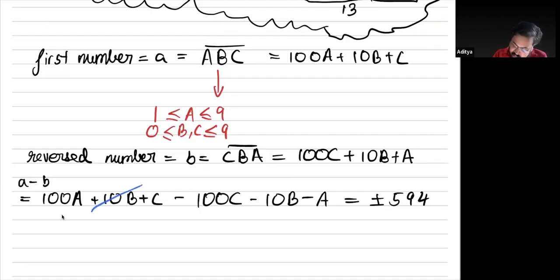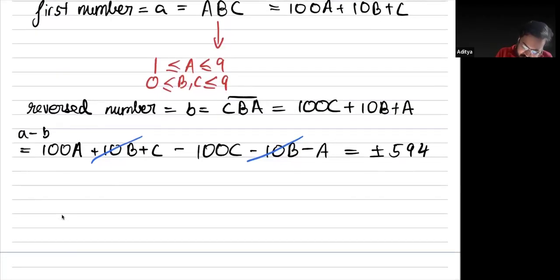Now you can see for yourself this 10B and 10B will cancel off completely. Nilansh, correct? Yeah. Now most of you are getting the answer correct. So just wait till I complete the explanation.